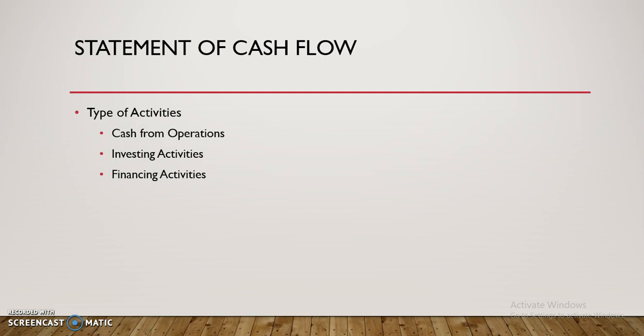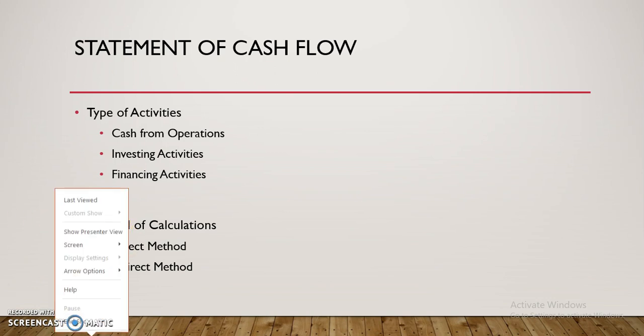By the way, just to let you know, there are two ways of preparing the cash flow. One is the direct method, one is the indirect method. Direct method means that we go directly into how much cash we collected, and then how much cash we paid out for the operation activity, and how much cash we actually paid for the investing activities. The major difference between the direct and indirect method is how we generate the cash from operations.